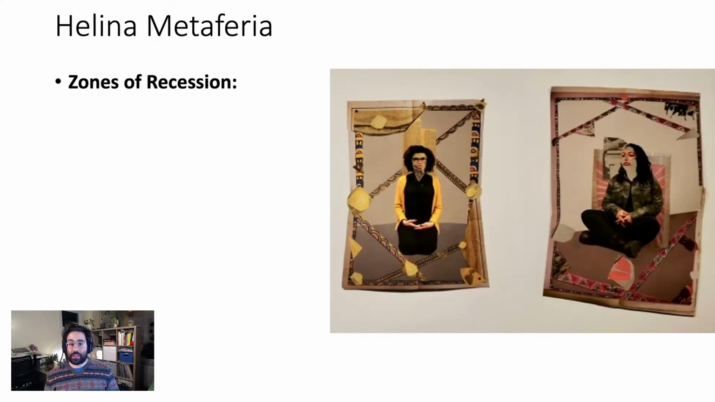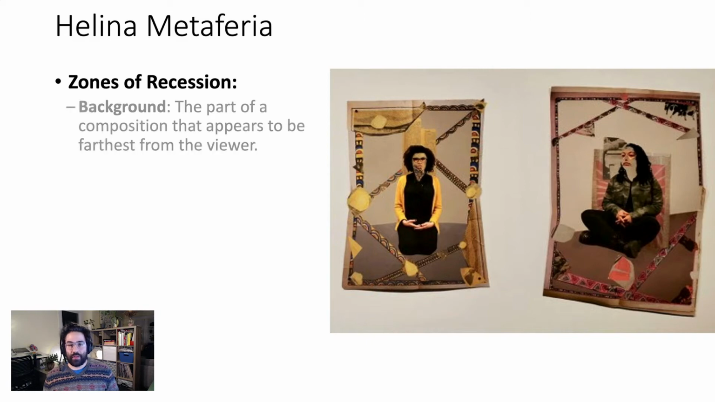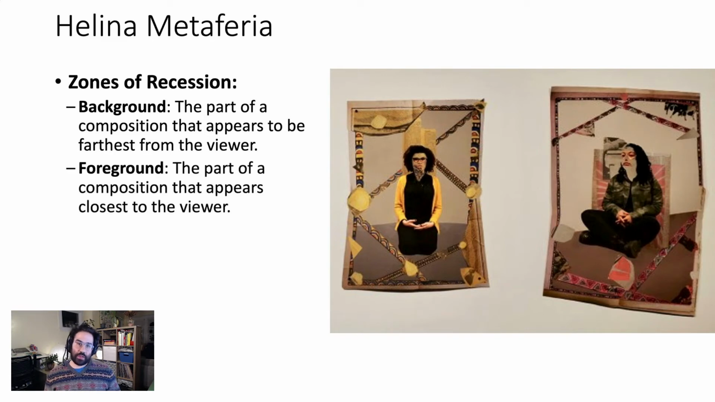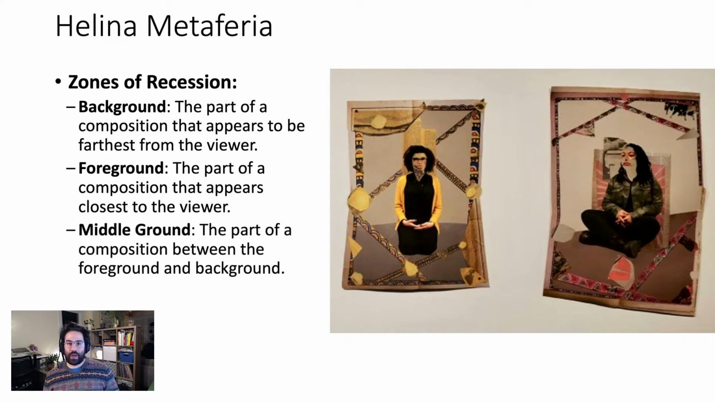We can also see zones of recession, where the background is the part of the composition that appears farthest away from the viewer. The foreground is the part that appears closest to the viewer, and the middle ground is the part in between. Here, the 2 figures are in the foreground of each image, with some patterning in the middle ground, and the background is more of a neutral space.